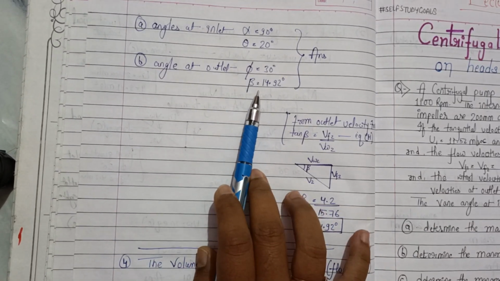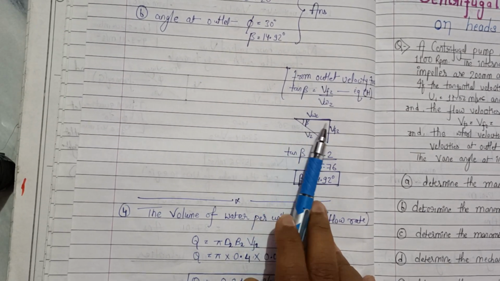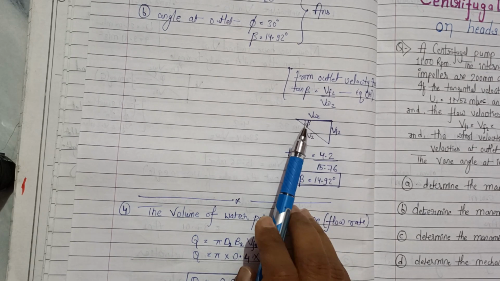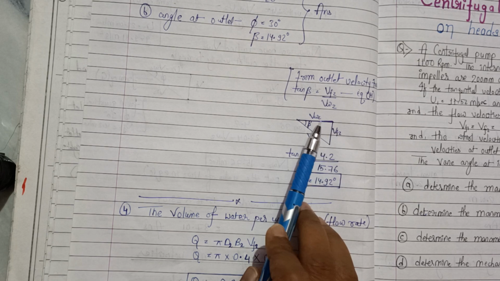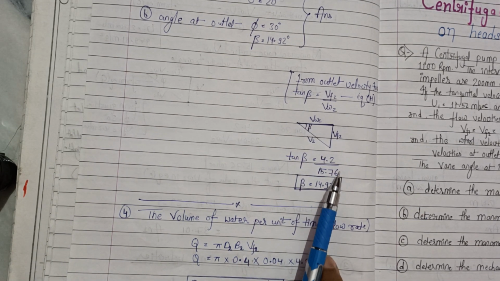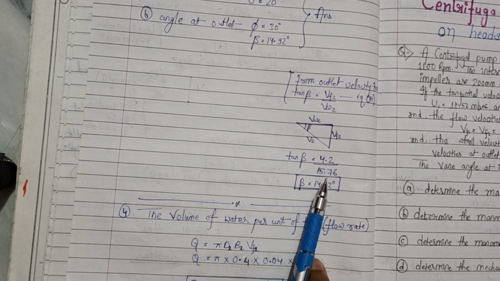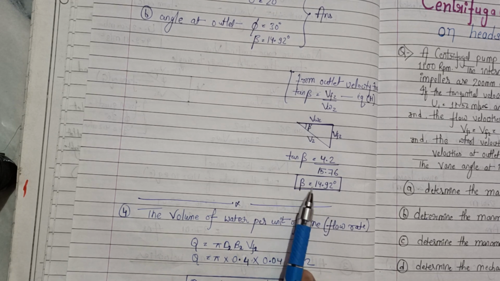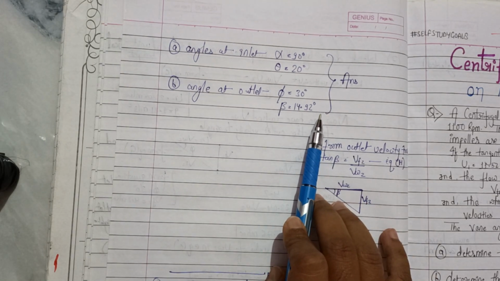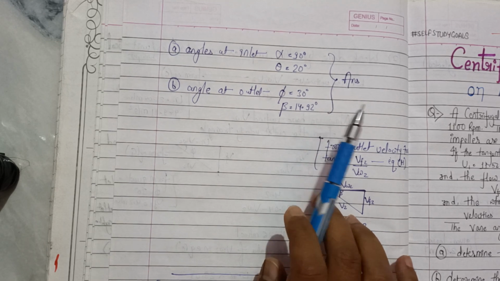You can find the value of beta from the outlet velocity triangle. This is another part of the outlet velocity triangle. You can see that tan beta will be equal to perpendicular upon base. Perpendicular will be equal to Vf2, base will be equal to Vw2. So your Vf2 will be equal to 4.2 and your base will be equal to Vw2, meaning 15.76. So the value of beta will be equal to 14.92. So these are the 4 angles of a centrifugal pump.